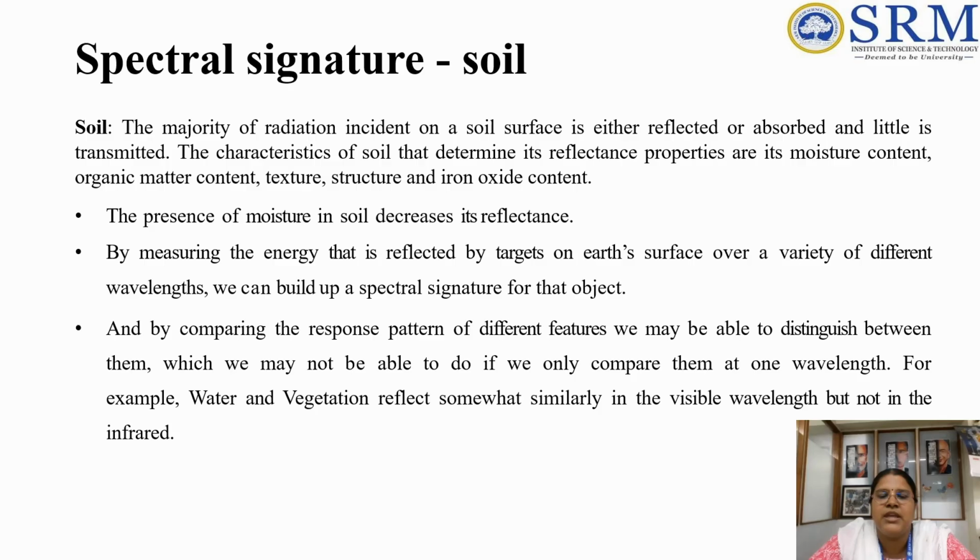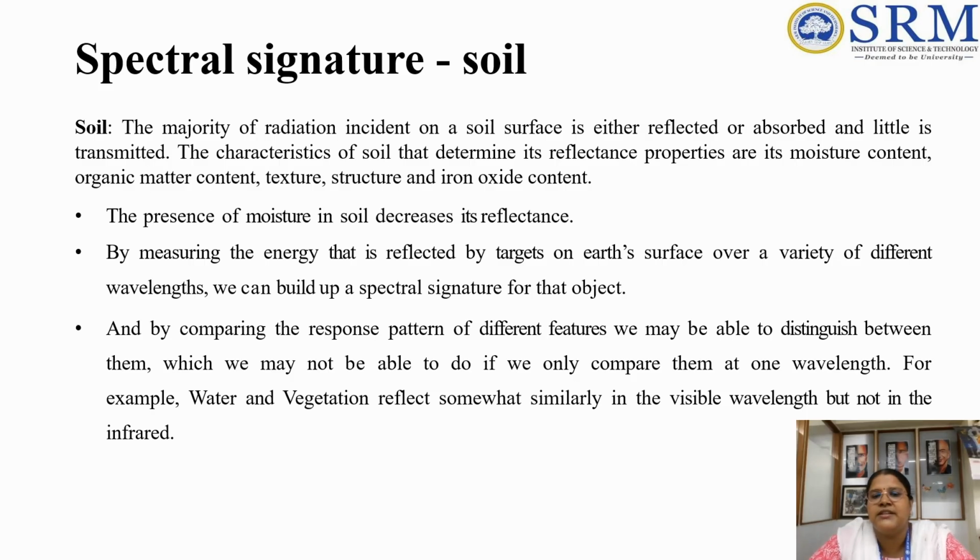The third one is the soil. The majority of the radiation incident on the soil surface is either reflected or absorbed, and only a little is transmitted. The characteristics of soil that determine its reflectance properties are its moisture content, organic matter, texture, structure, and iron oxide content. The presence of moisture in the soil will decrease the reflectance. As we have seen, water absorbs more of the emitted energy, so the moisture present in the soil will decrease the reflectance characteristics.